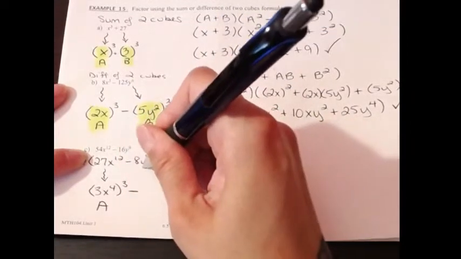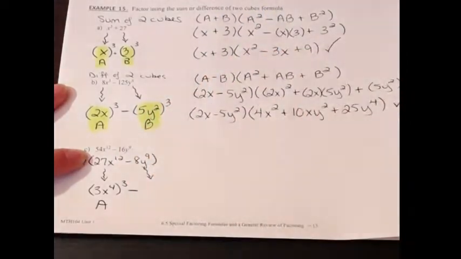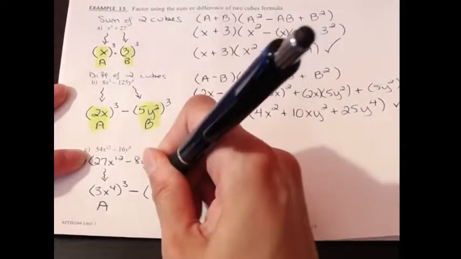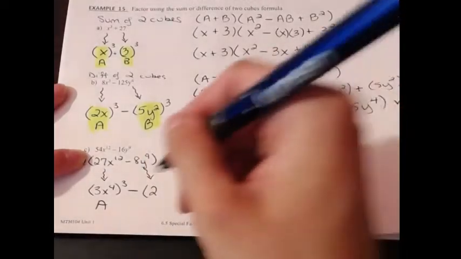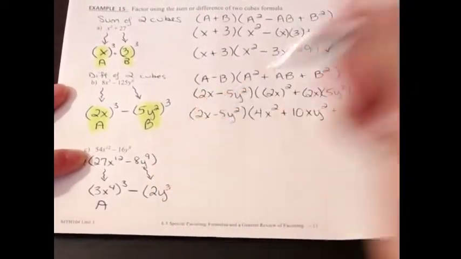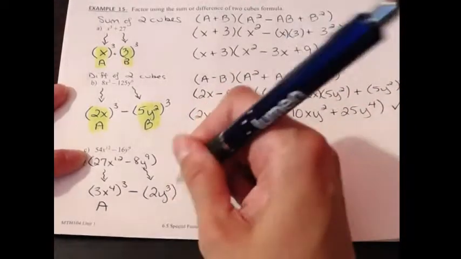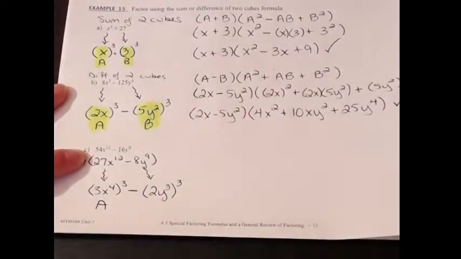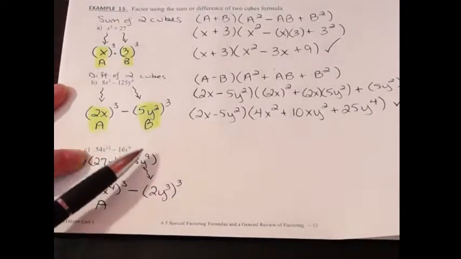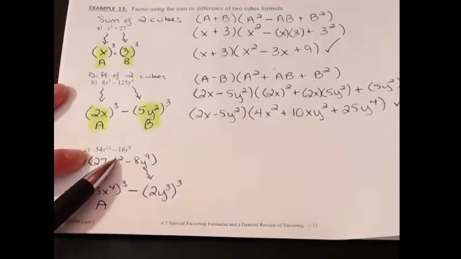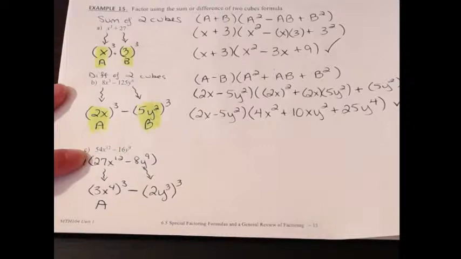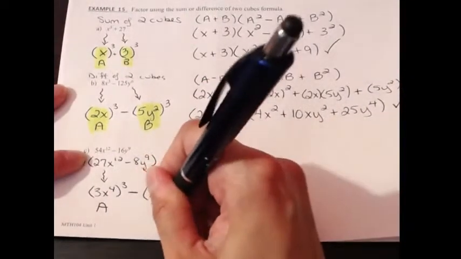Minus, same thing here, what times itself gives you 8y to the 9th. Well, we know that 2 times 2 times 2 is 8. And we also know that y to the 3rd times y to the 3rd times y to the 3rd is actually y to the 9th. Okay, so remember, one way to think about this is just take that 9 divided by 3, right? Take that 12 divided by 3. That works with your powers, your variable base with a power.